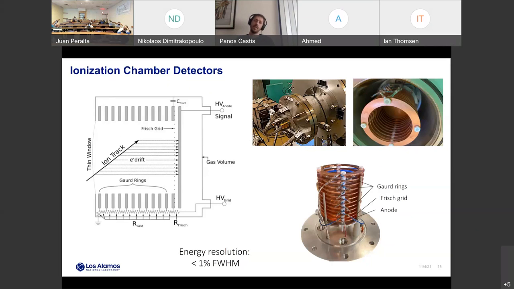Now, although the design of these ionization chambers is pretty old, developed in the 60s or 70s, they still offer a great energy resolution, which is better than 1% full width at half maximum. And that makes them ideal for fission fragments, as they basically perform better than even state-of-the-art solid-state detectors. And this is the reason that we adopt this type of detector. We use it in SPIDER, as we want to have as much energy resolution as possible.